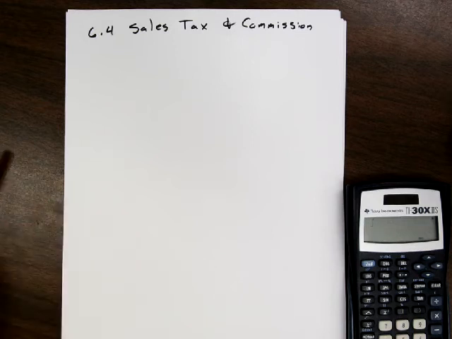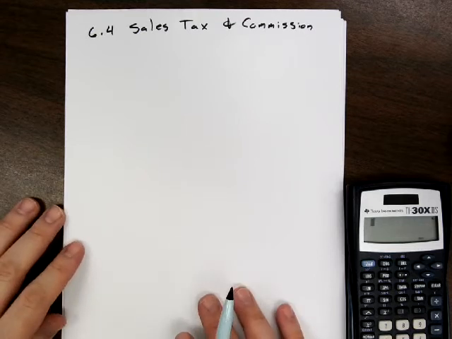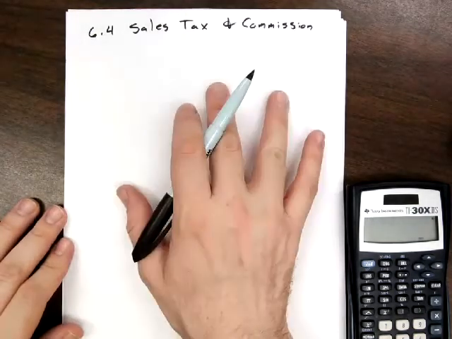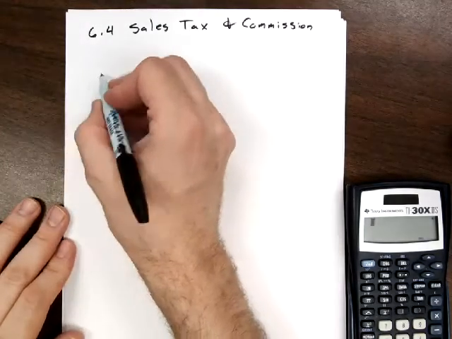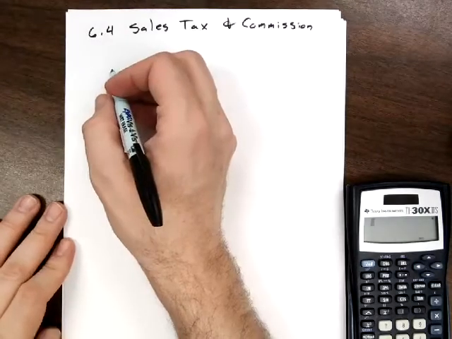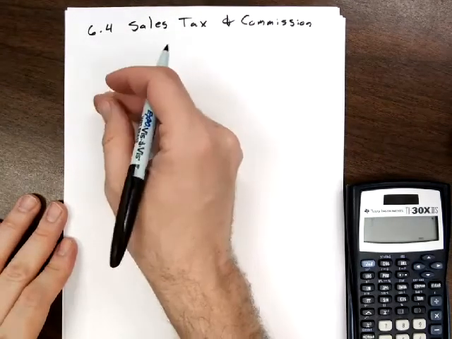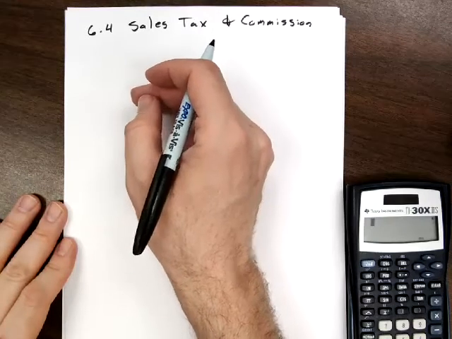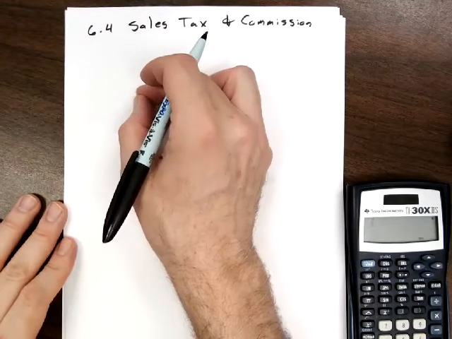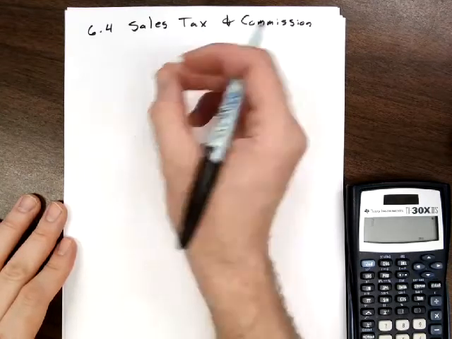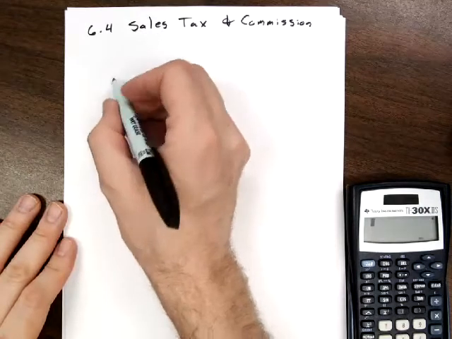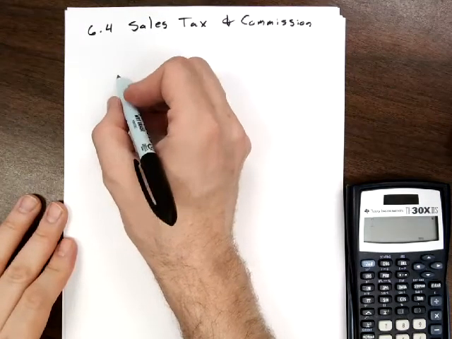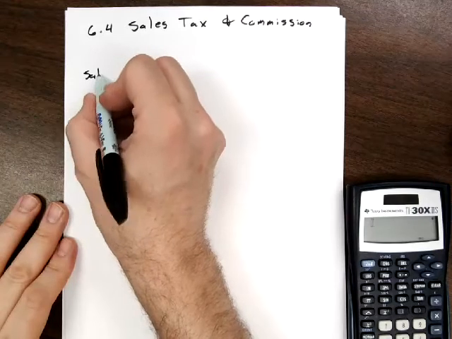Okay, let's go ahead and get started talking about sales tax and commission. These are two topics that are intimately related with percentages. Now, sales tax is basically the portion of our sales that is usually added on over and above the regular purchase price that basically goes to fund government programs. But what we're going to find is that we've got a couple formulas that we're going to pay attention to with our sales tax.